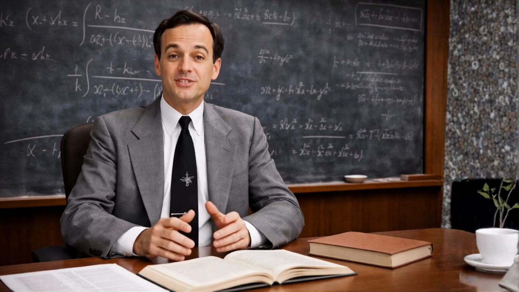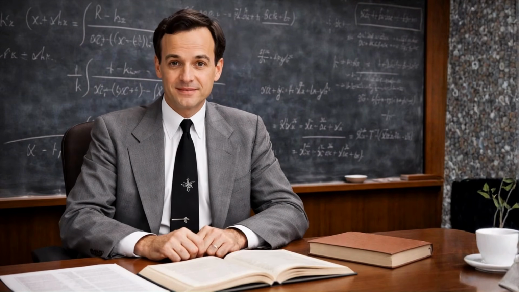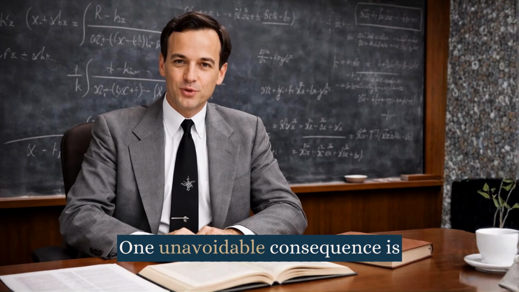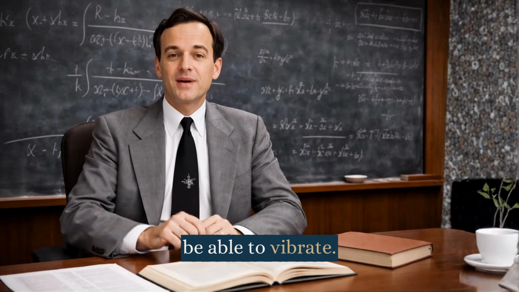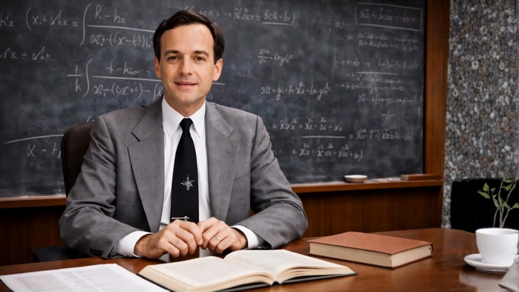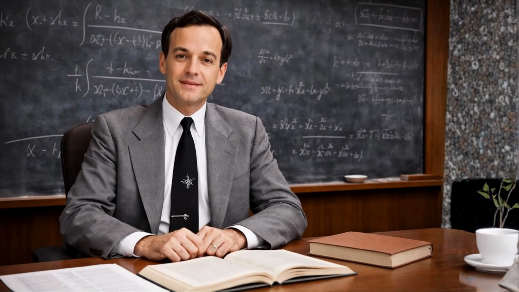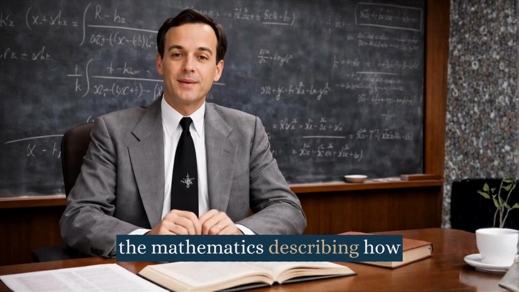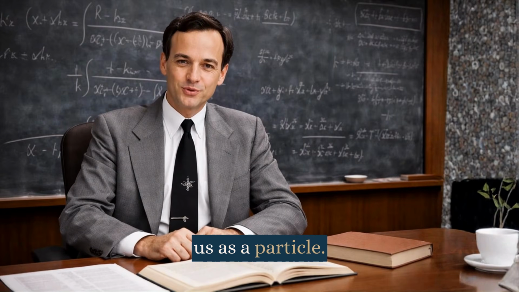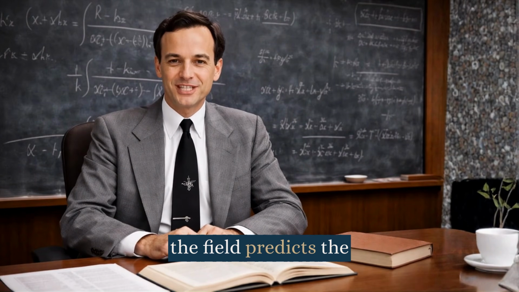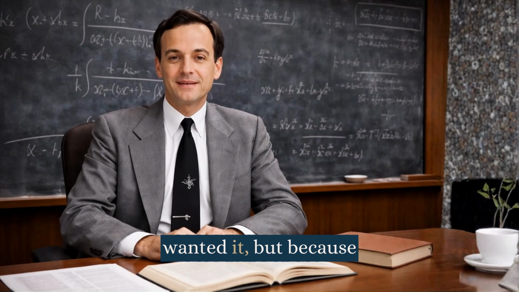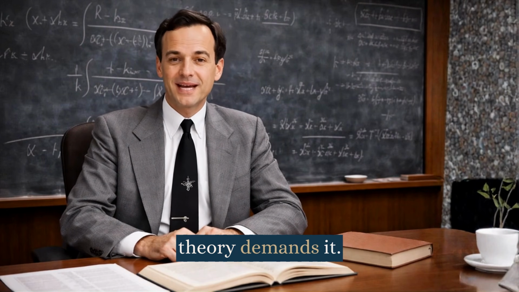But influence alone is not enough to prove the specific theory. Physics always asks what else must follow if the idea is correct. One unavoidable consequence is that the field must be able to vibrate. If a field exists, disturbances of it must also exist. This is not optional. It follows directly from the mathematics describing how fields behave. And every disturbance of a field appears to us as a particle, so the existence of the field predicts the existence of a corresponding particle, not because anyone wanted it, but because the logic of the theory demands it.